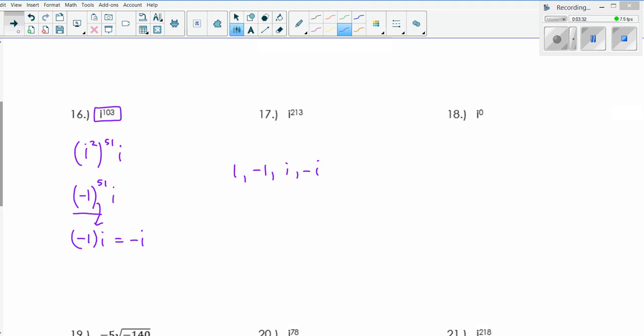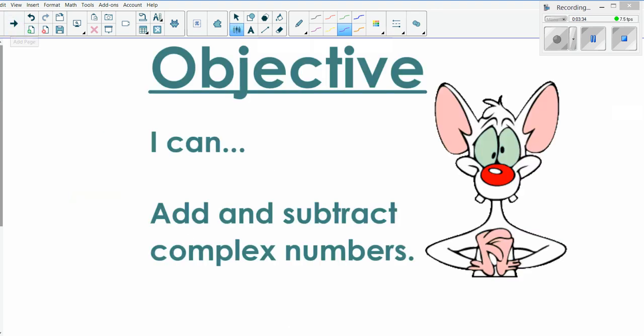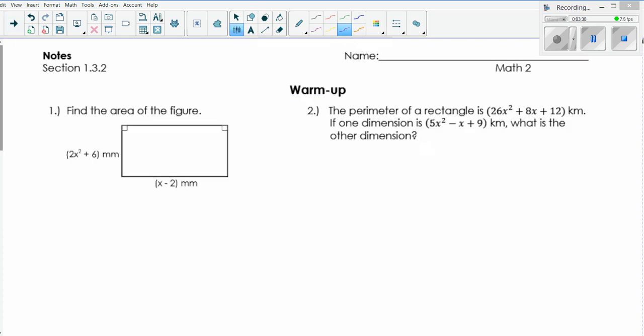Okay, so now, today, you're going to add and subtract complex numbers, just like we've been doing, but we're going to add on to it a little bit. So why don't you guys do the warm-up before we get to the lesson? Pause the video, try the warm-up, unpause it, and then you can look at the answers, and I'll walk through it pretty quick.